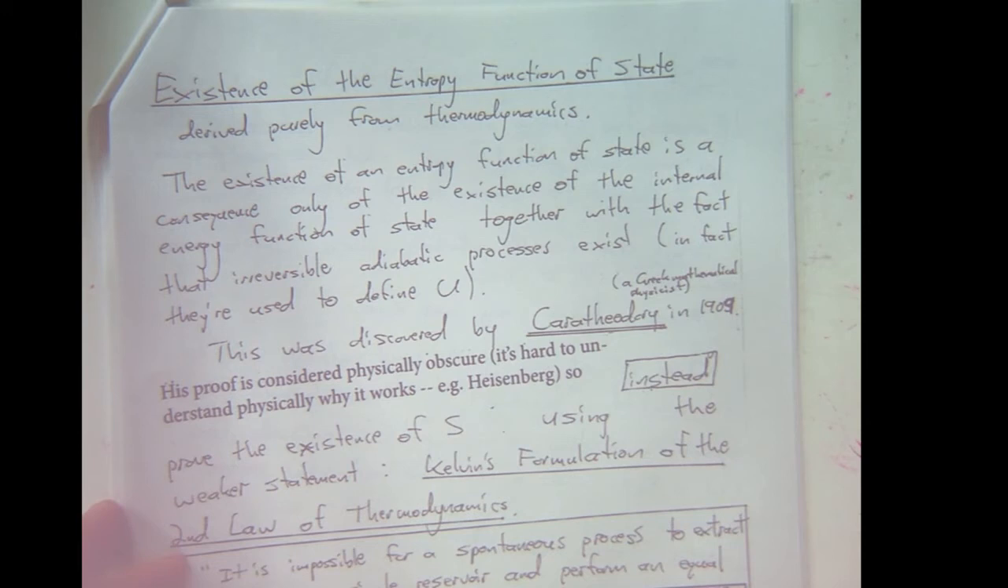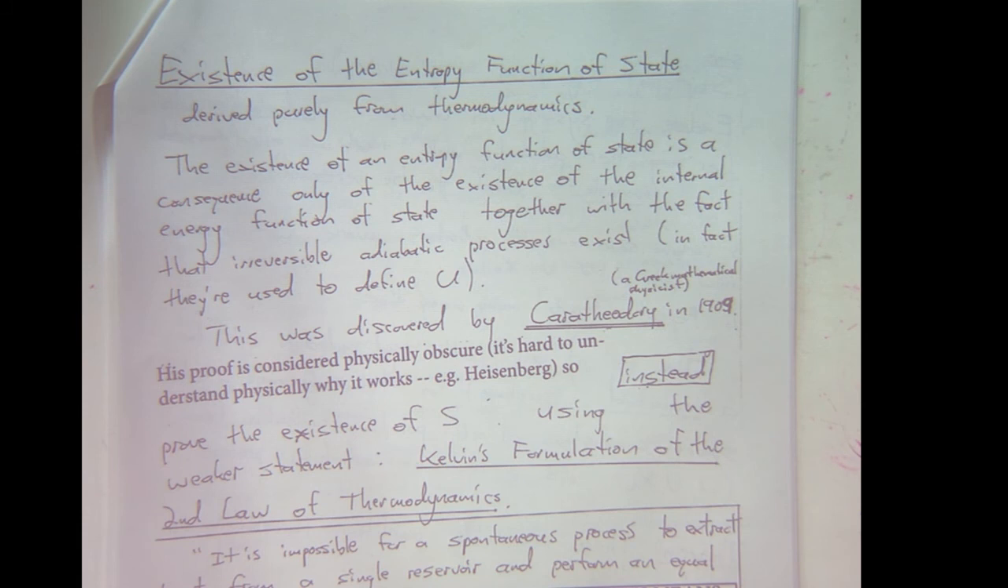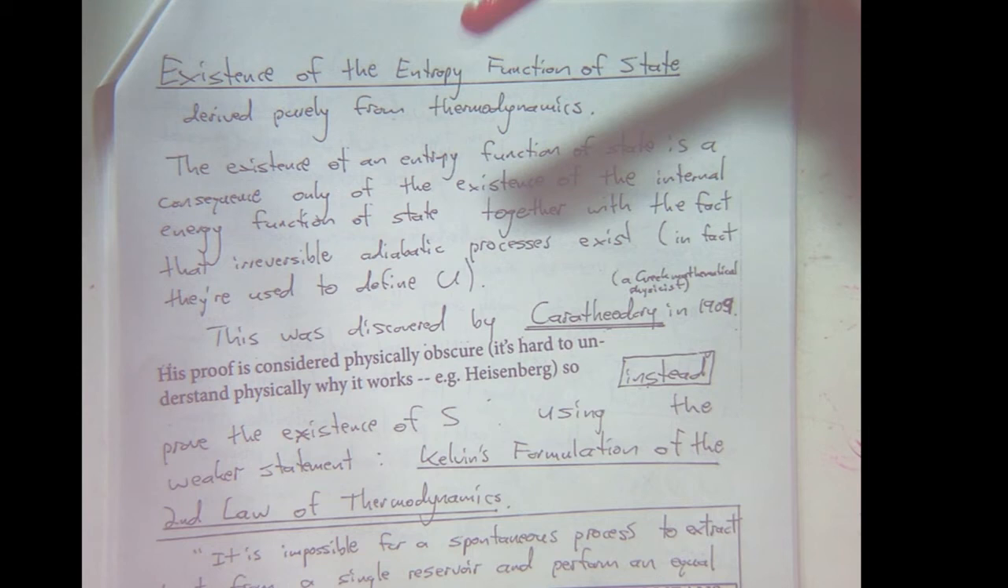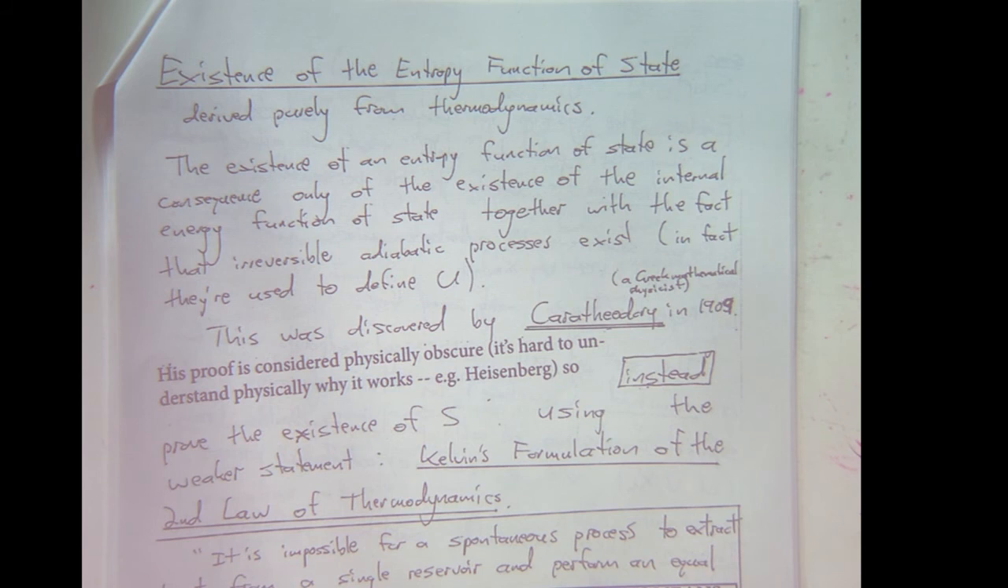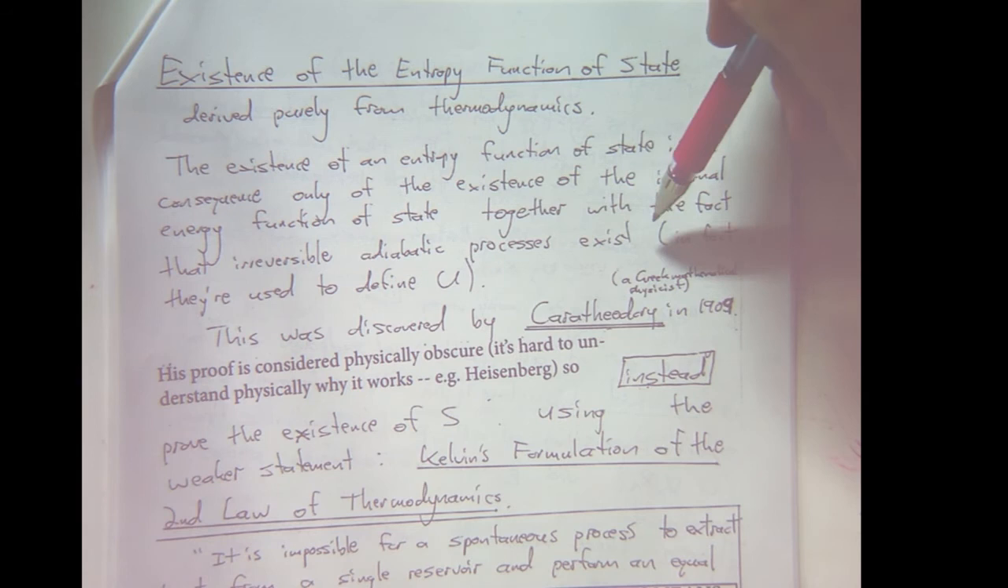Okay, so let's show the existence of another function of state. It really depends on the fact that the internal energy function of state exists, plus a mathematical fact which we won't use, but let me just say it this way. The existence of this function is a consequence only of the existence of the internal energy function of state, together with the fact that irreversible adiabatic processes exist. The same ones that are used to define U.